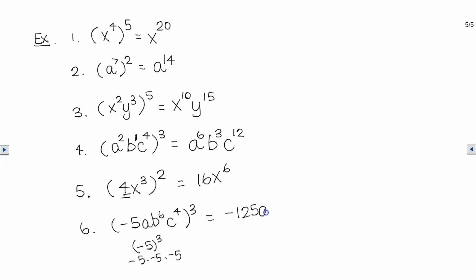So for a, our exponent is currently a 1. We're going to do 1 times 3. So that'll be a to the third. For b, we're going to do 6 times 3. So that'll be b to the 18th. And then for c, we're going to do 4 times 3. So that'll be c to the 12th.